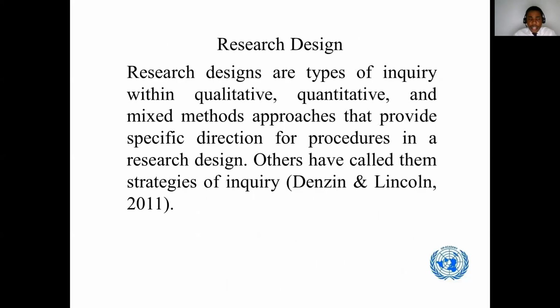So research designs. Research designs are types of inquiry within qualitative, quantitative, and mixed method approaches that provide specific direction for procedures in a research design. Others have called them strategies of inquiry. So in order to carry out the research, you need a design. What kind of design are we talking about?